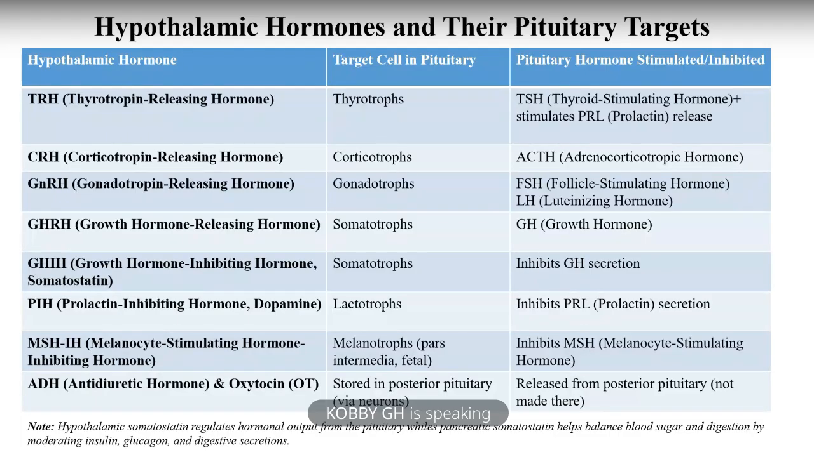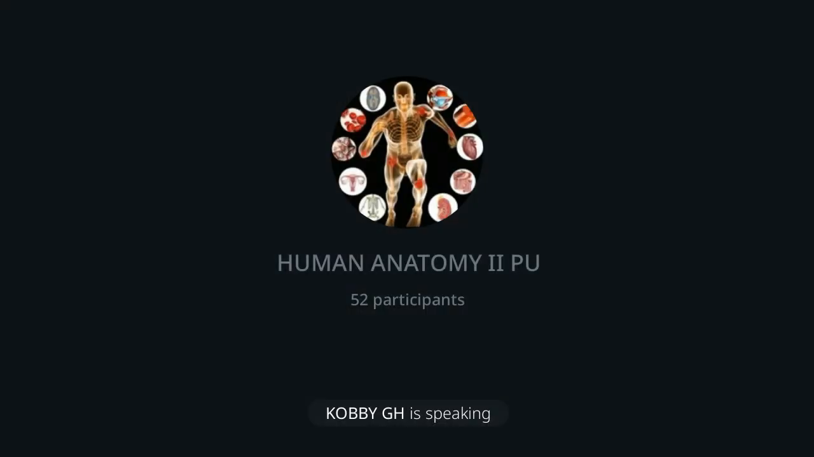A posterior pituitary releases them. But if the question says which gland produces ADH and oxytocin, the answer is the hypothalamus. Is that okay?